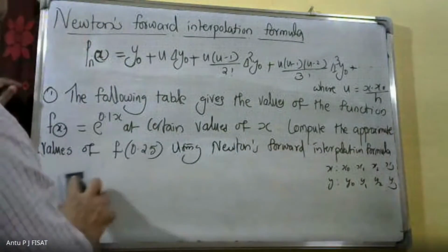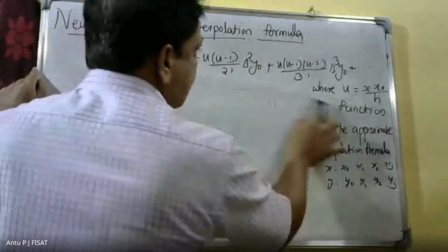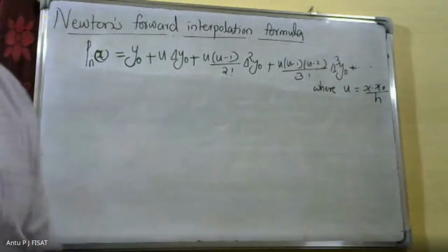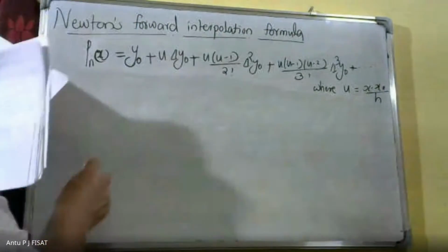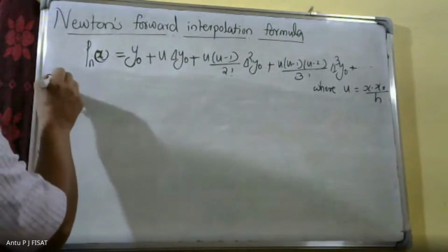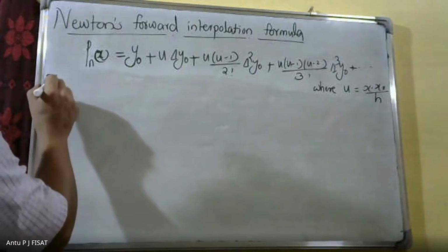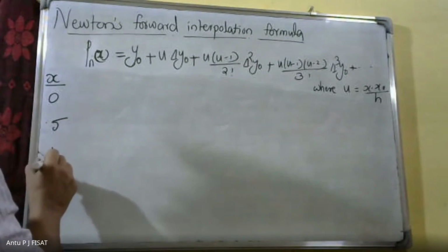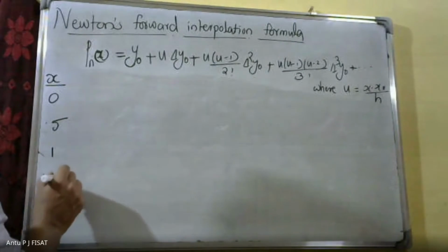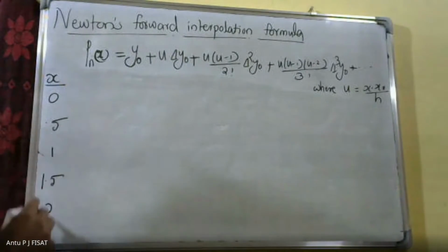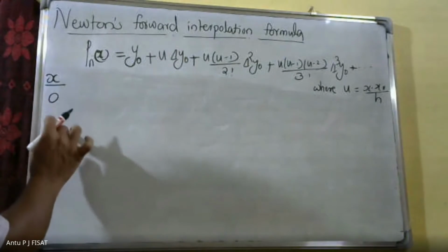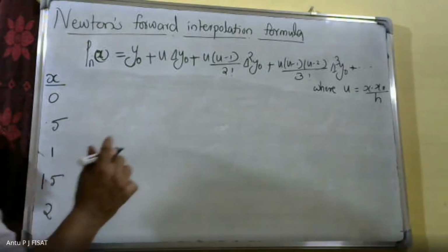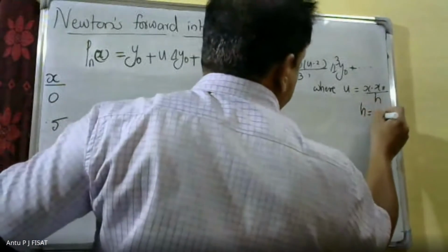First we write the values of x and y column-wise. The values of x are 0, 0.5, 1, 1.5, 2. The difference between 0 and 0.5 is 0.5, between 0.5 and 1 is 0.5, between 1 and 1.5 is 0.5. Therefore, h can be taken as 0.5.